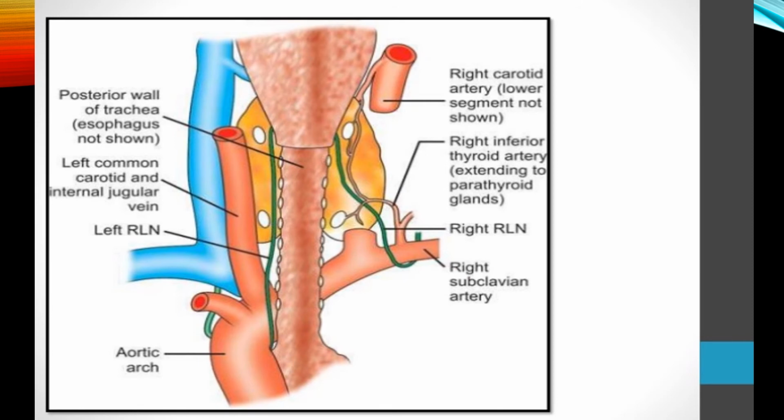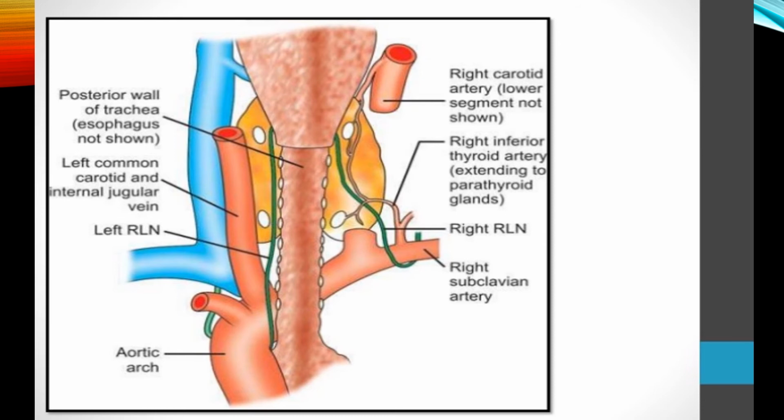The right recurrent laryngeal nerve originates from the descending right vagus nerve as it passes intermediate to the right subclavian vein anteriorly and the right subclavian artery posteriorly. It curves posteriorly around the inferior margins of the right subclavian artery. Then it passes medially and descends over the posterior lateral surface of the trachea into the groove between the esophagus and trachea.